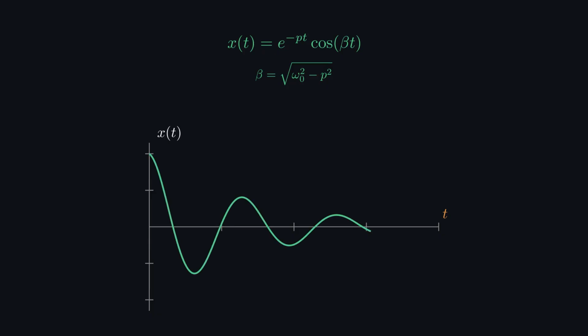Case 1. Light damping. The soft, springy case. The mass swings back and forth at a frequency called beta, the square root of omega naught squared minus P squared. But every swing is smaller than the last, squeezed down by a fading exponential. It rings, and the ringing dies.